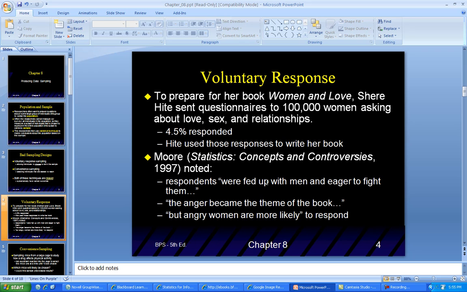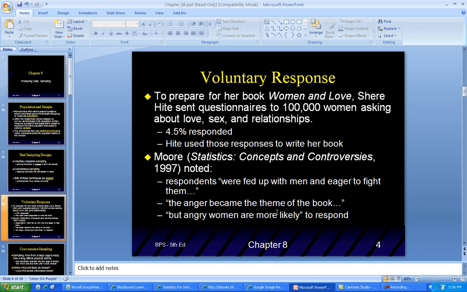So the problem was, as they've noted in the textbook, respondents, those who answered were fed up with men and eager to fight them. And the anger became the theme of the book, but angry women are more likely to respond. If you've ever looked at articles in the newspaper that are online and people will give their comments, a lot of times it's skewed towards the negative.